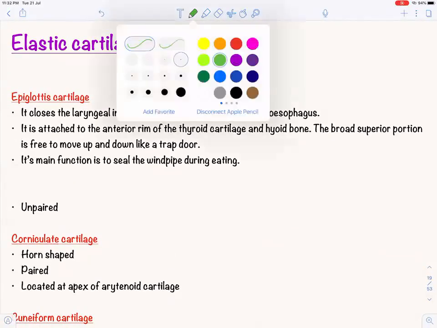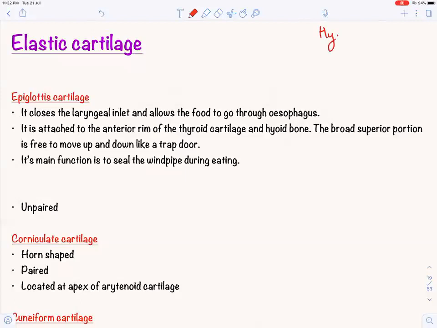So we had already done hyaline cartilage. There were 3 cartilages. What were the names? That was the thyroid cartilage, the biggest cartilage. Cricoid cartilage, a ring-like cartilage. And arytenoid, which is the only paired hyaline cartilage in larynx. Okay. So now we'll study the elastic cartilages.